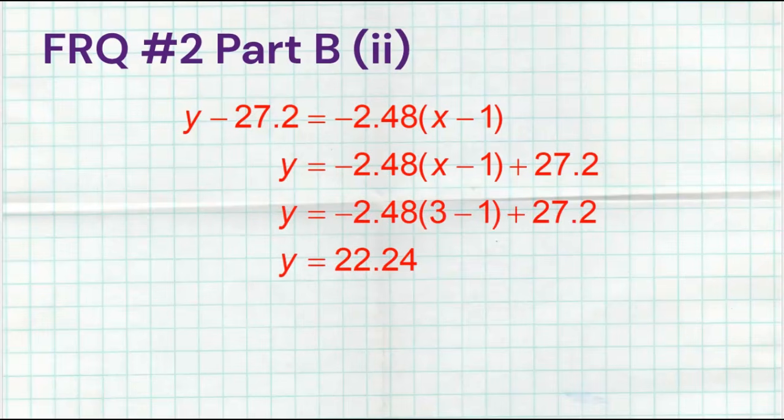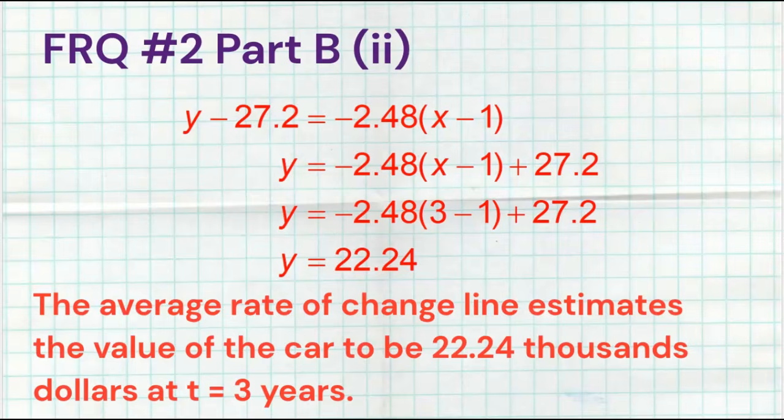So if I plug in 3, to estimate what happens in year 3, I get 22.24. Definitely need my calculator to do that, but you must show the work that leads to that answer, and this is the exact work that you're going to want to show. So what does this mean? The average rate of change line estimates the value of the car to be $22.24 thousand at t equals 3 years. Hopefully that makes a lot of sense, and it's not too bad. But again, it all starts with understanding that I need to use the average rate of change line, which means I have to find the equation of that secant line.